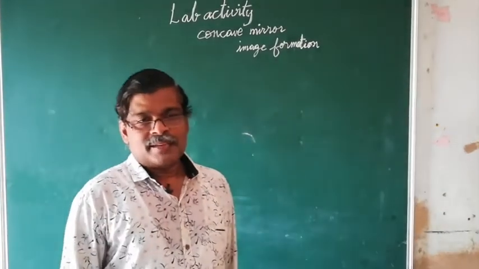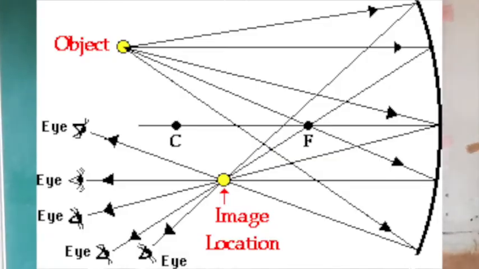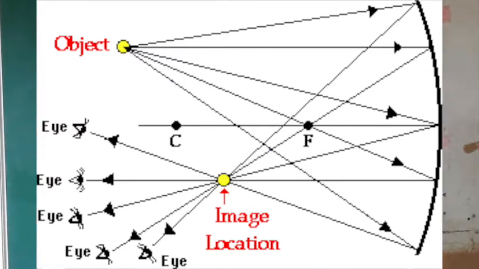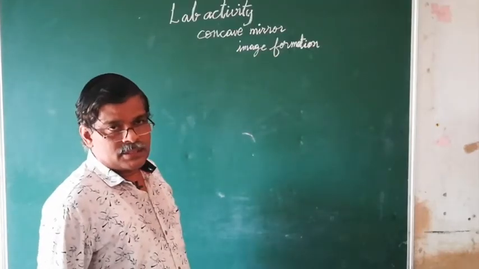Welcome back to our light lesson, reflection of light. In that lab activity, we are going to understand the image formation of an object in front of a concave mirror. For that, some lab things we need.